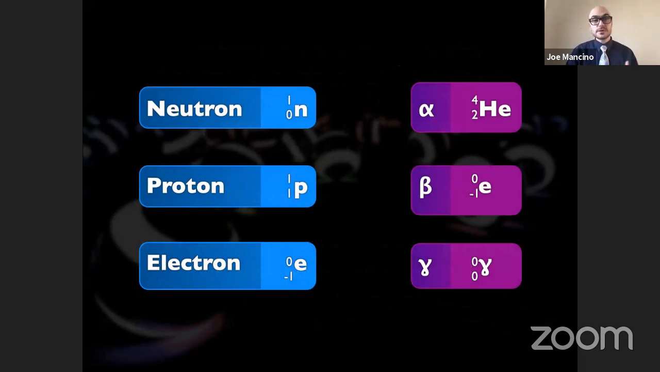So here are the particles that you need to know about: neutrons, protons, and electrons, along with their charge number and their mass number. And here are alpha, beta, and gamma particles with their charge number and mass number. Definitely notice that an electron has a charge of -1 and a mass of 0, or it has no nucleons. A beta particle is an electron. I even gave it the symbol electron. Gamma particles are photons. They don't have mass, they don't have charge, they're just energy.